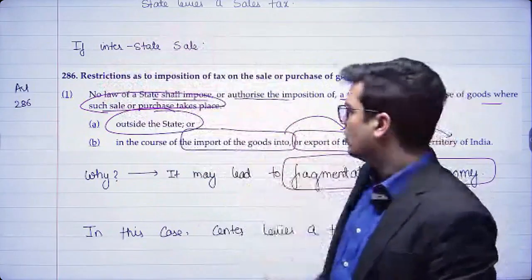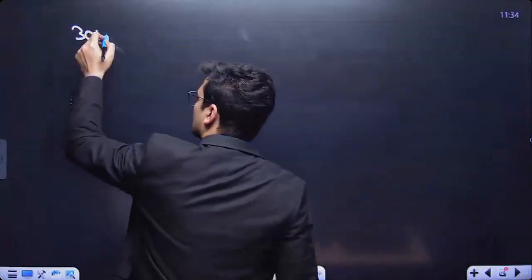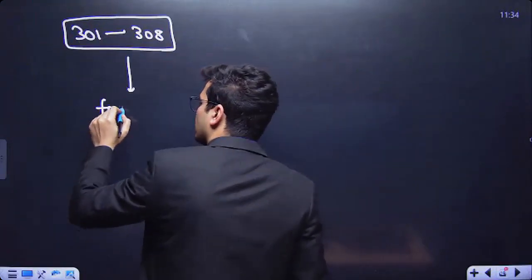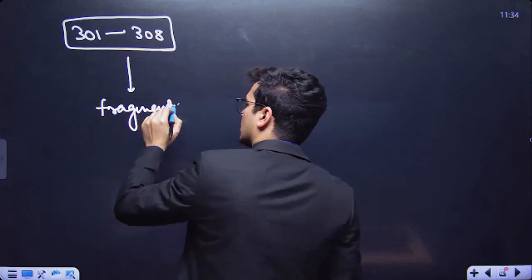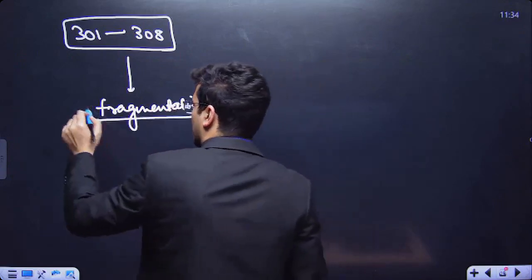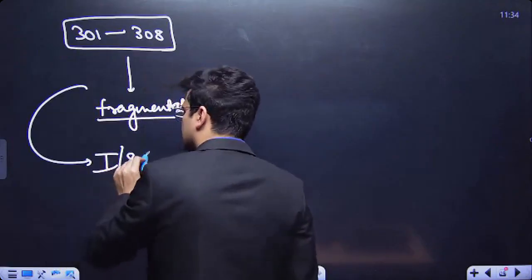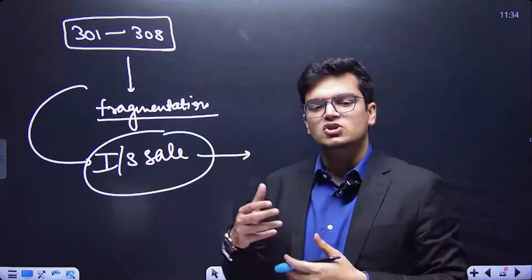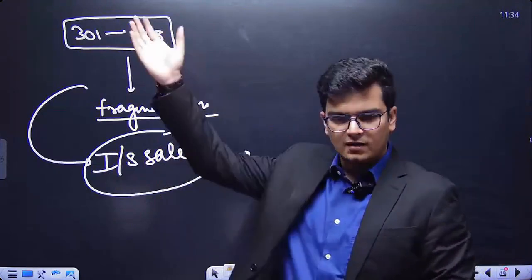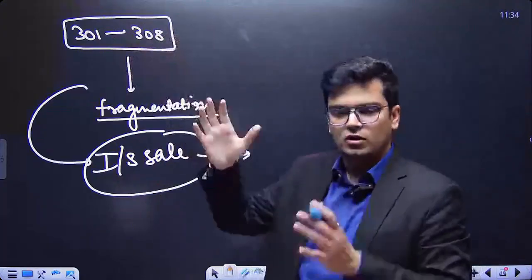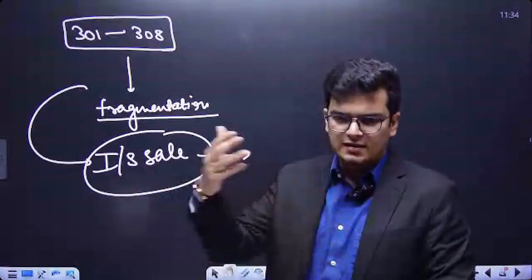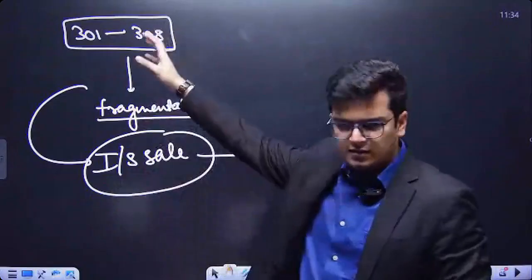There is also something called Article 301 to 308 of the Constitution. This is there to prevent fragmentation. It is said that if there is interstate sale, you cannot levy a differential tax. There are various articles here. These are for economic unification of India. I hope you have read them. Full faith and credit clause is here. Interstate trade and commerce is here. Various other things are here.